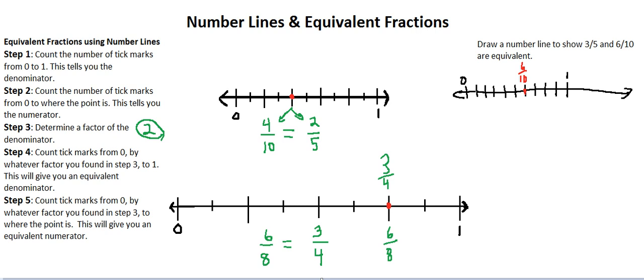So 1, 2, 3. Okay, so that would equal 3/5 as well. All right, and that shows how 3/5 and 6 tenths are equal. And this shows you how to use these steps to find two equivalent fractions for a point on a number line.